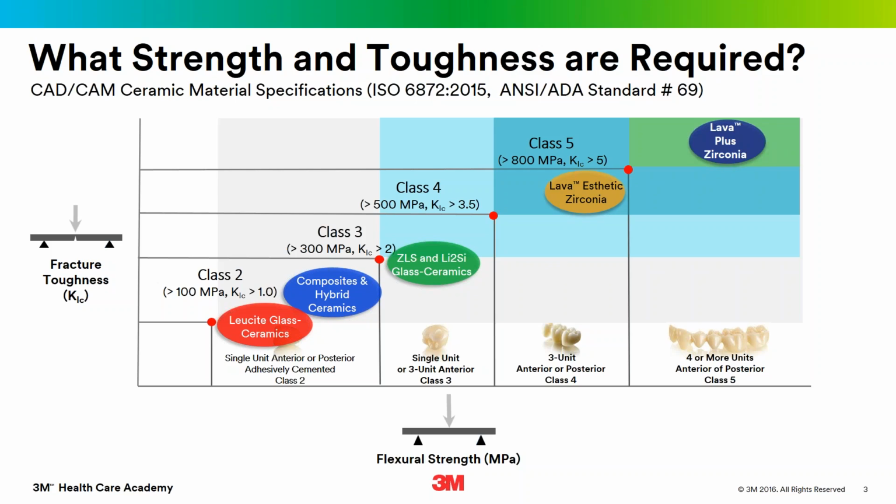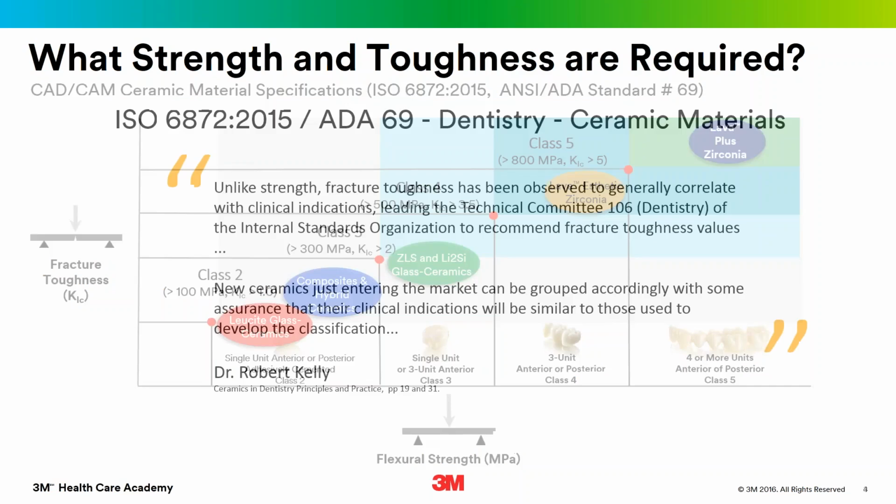Lava Frame and Lava Plus Zirconia meet the strength and toughness requirements for the most demanding indications such as long span bridges. With lower fracture toughness materials, you are always wondering if they are going to be good enough. By choosing a material that meets a higher strength class requirement, such as Lava Esthetic and Lava Plus, you are confident in a high probability of clinical success.